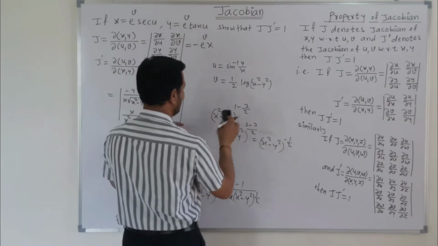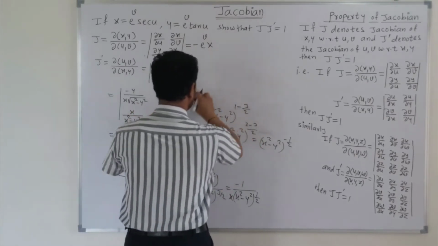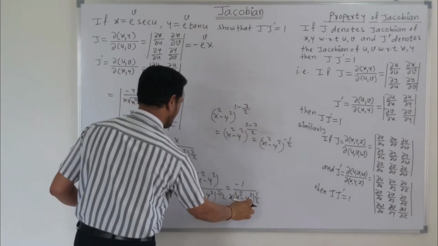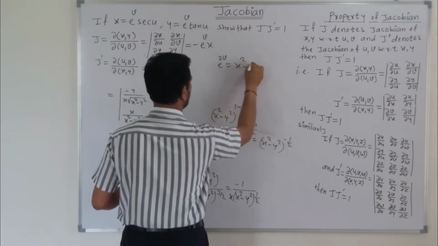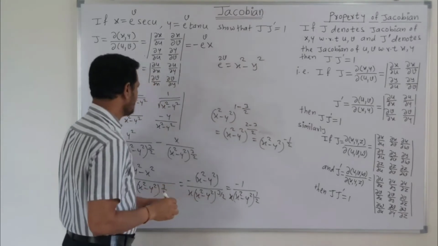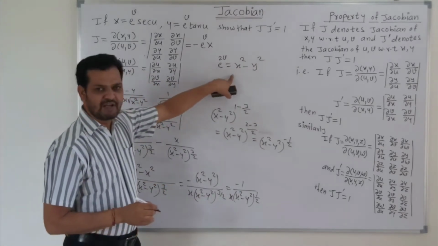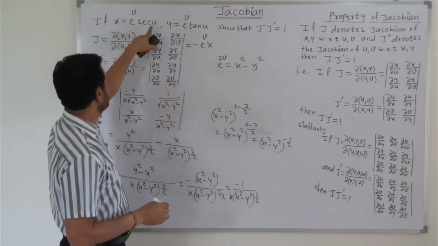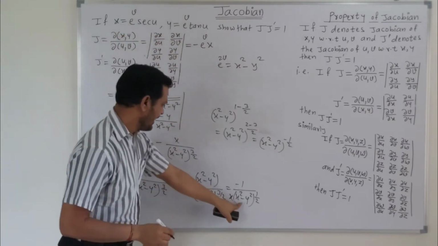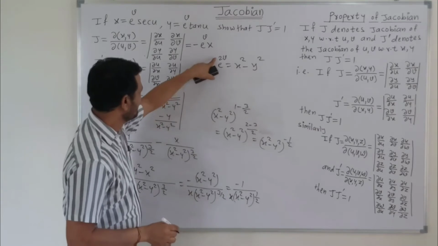So here we get the value of x square plus y square, that means e raised to 2v is equal to x square minus y square. So this is the value of e raised to 2v. We already got this value after taking the square of x and y. So if we apply this concept here, then this is e raised to 2v.